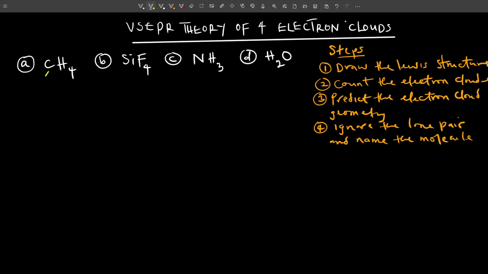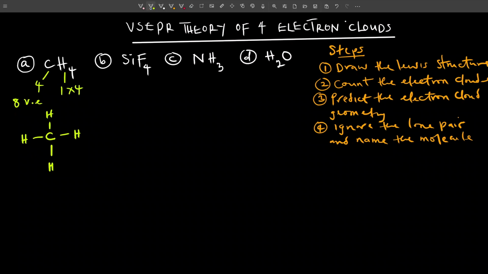In CH4, carbon has 4 valence electrons. Hydrogen has 1 valence electron times this 4. That will give me 4. 4 plus 4 will give me a total of 8 valence electrons for CH4. All right, so the central atom here should be carbon, because carbon has a lower electronegativity. Okay, so we have carbon and we have 4 hydrogen atoms around carbon as our central atom.